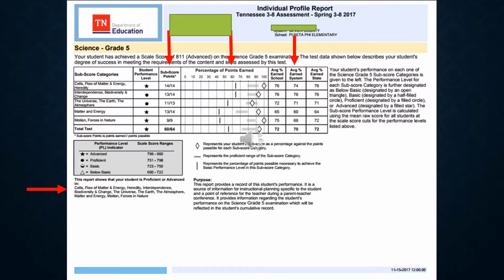The fourth column shows the percentage of points earned by the student. The diamond shows the percentage the student earned. The gray area indicates the range the student would need to be proficient in a reporting category. The line indicates the cutoff percentage for basic level status. The next three columns compare the student's percentage against the school, district, and state. There is also a section for strengths and weaknesses under the performance level key.